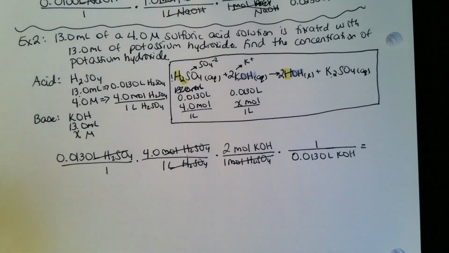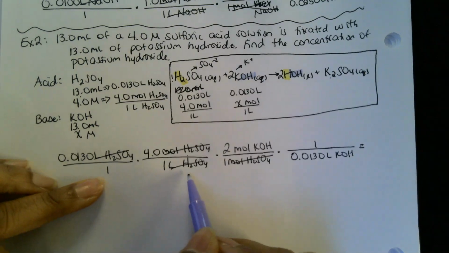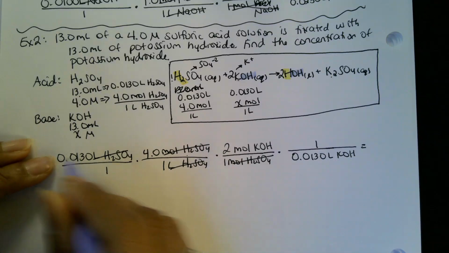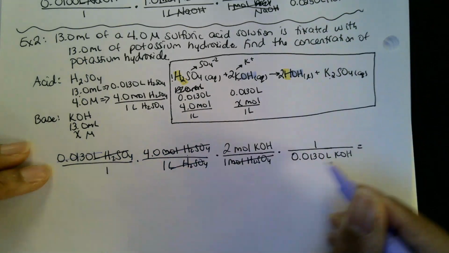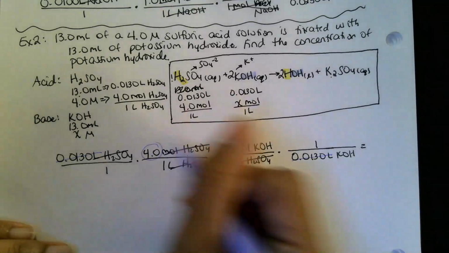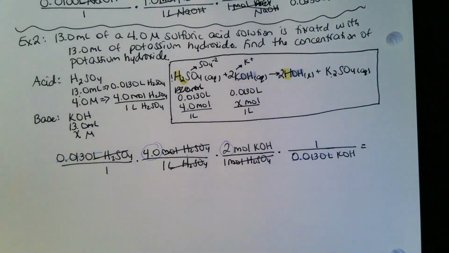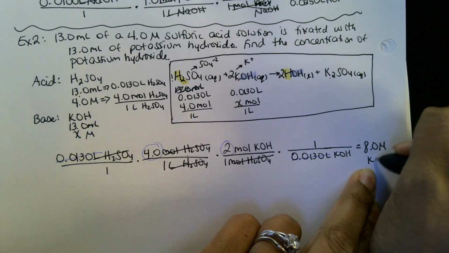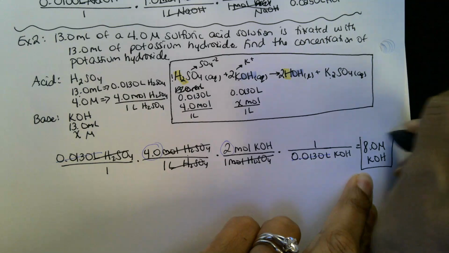So if I think about how to put this into my calculator, I can kind of get rid of some numbers, right? So like, I don't need to worry about the ones. The 0.0130 liters is on the top and the bottom, so maybe I cancel out those numbers too. So when I think about this, I only have 4 times 2, which should give me 8. So 8.0 molar KOH. And let's make sense of this.